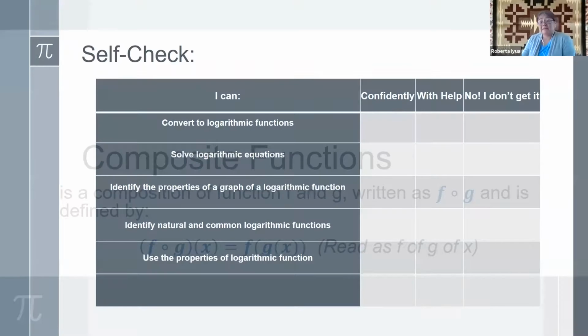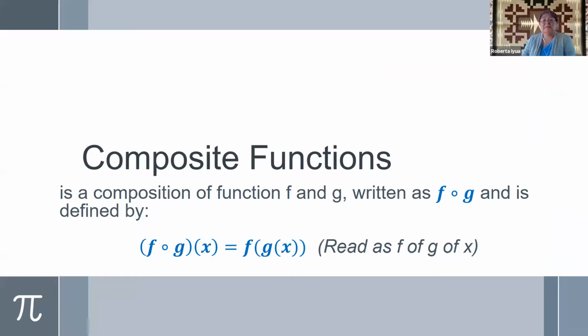In this set of slides, we're going to talk about composite functions. A composite of functions f and g, written as f of g, is defined by this identity, read as f of g of x.